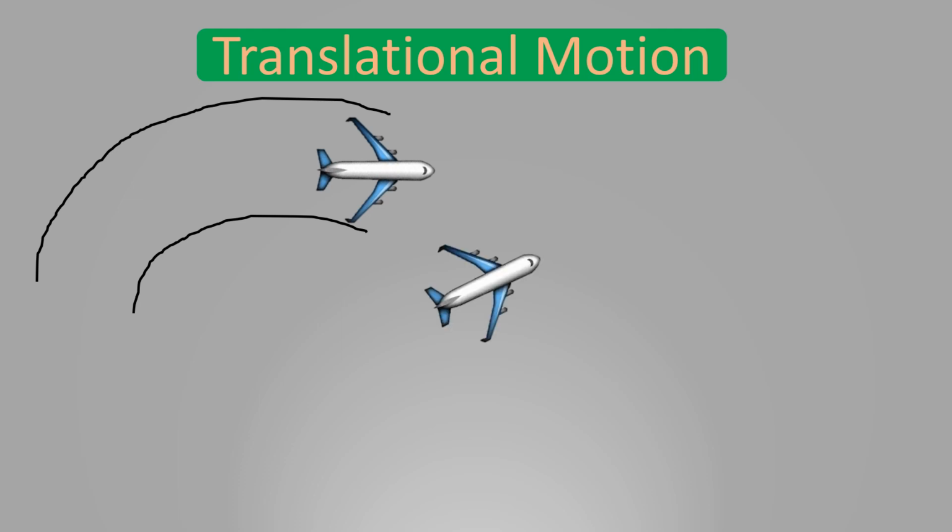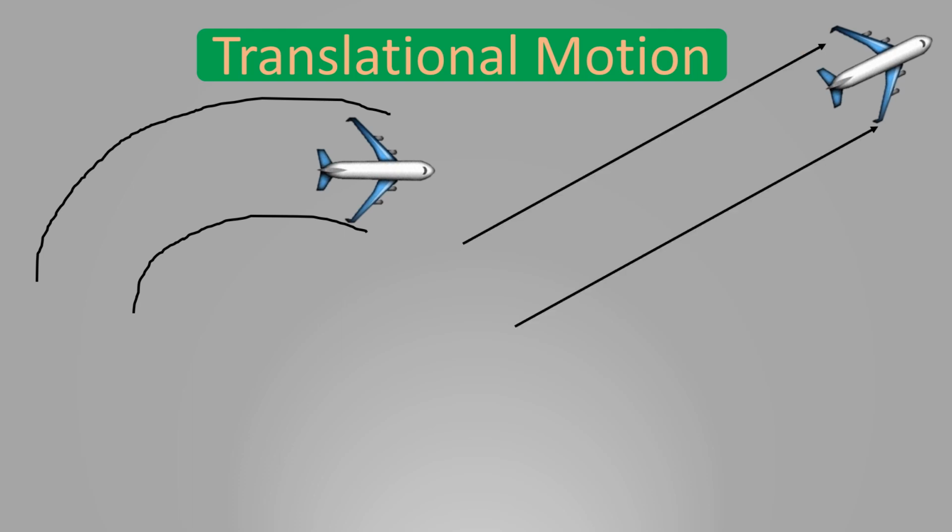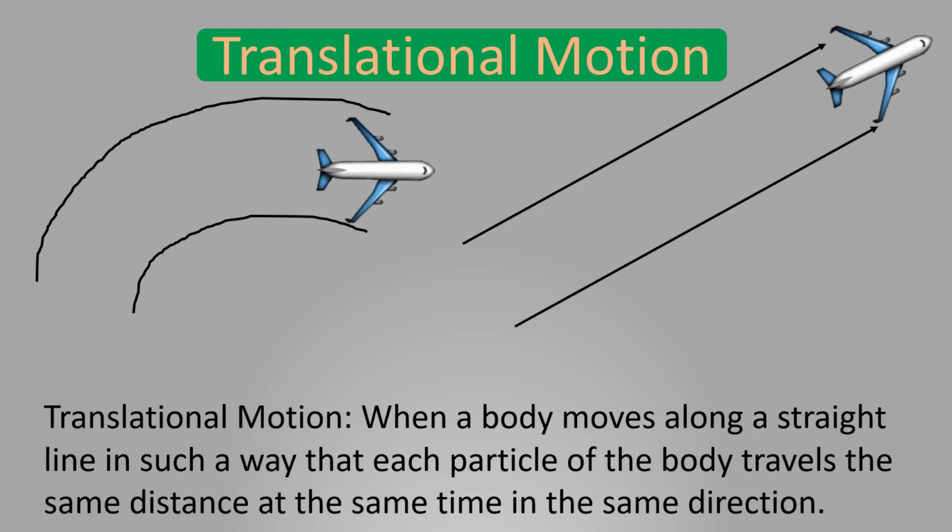Now take a look at this other plane. This airplane is moving along a straight path. Every particle on this airplane travels the same distance at the same time in the same direction, and this type of motion is called translational motion. So we're going to define translational motion as when a body moves along a straight line in such a way that each particle of the body travels the same distance at the same time in the same direction.